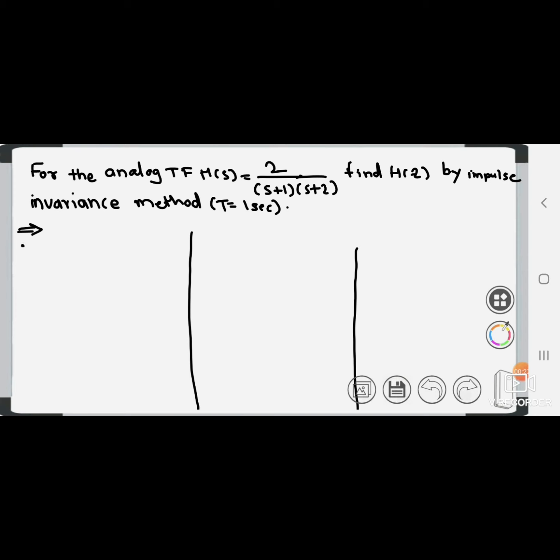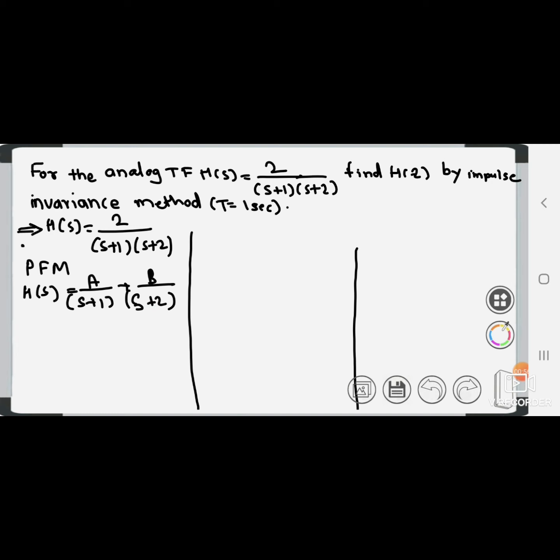First of all, to solve this numerical, take what is given: H(s) is nothing but 2 / ((s+1)(s+2)). Now, by using the partial fraction method, we will find the values of A and B. How to write it down? A / (s+1) + B / (s+2). Now, how do we find this value? A will be (s+1) times H(s).